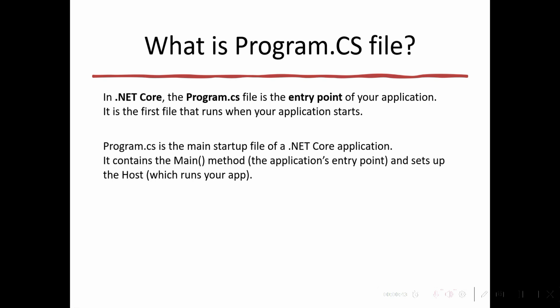First, let's see what the program.cs file is. In .NET Core, the program.cs file is the entry point of your application. It is the first file that runs when your application starts. The program.cs is the main starter file in a .NET Core application, and it contains the main method, which is the entry point of your application.